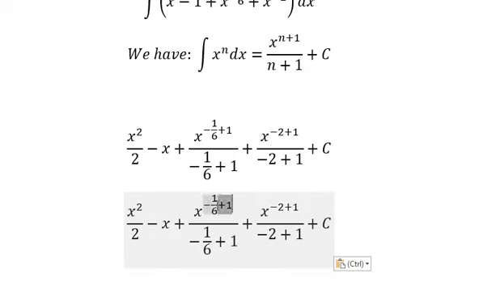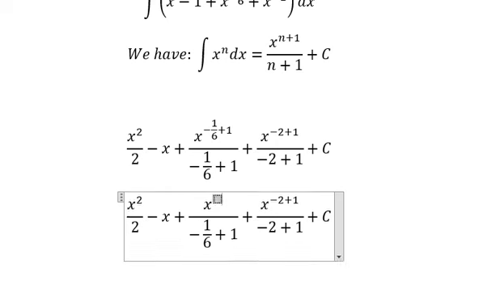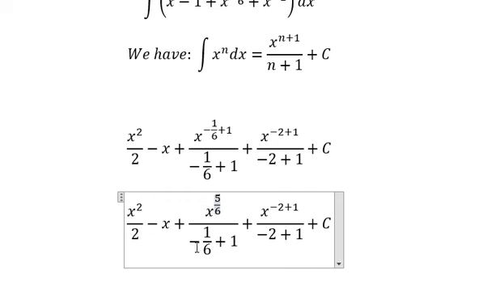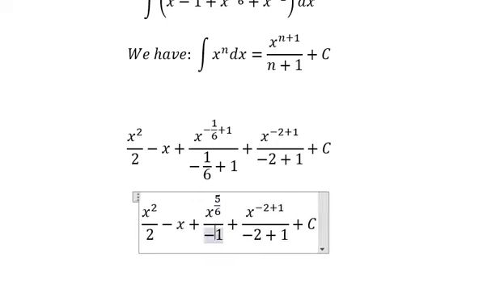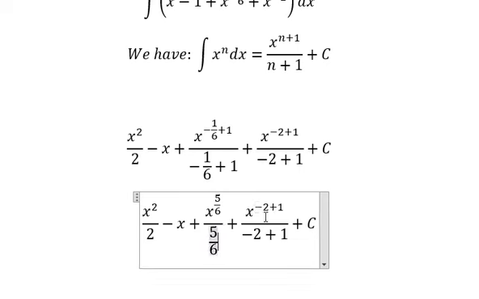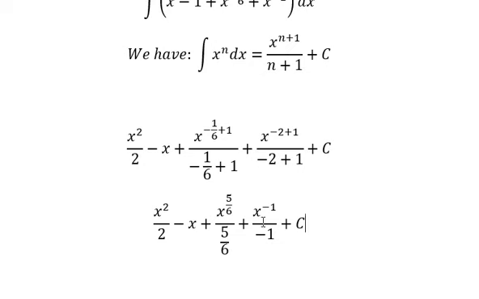So this one, that is 5 over 6. This one, that is negative number 1. And here is the answer.